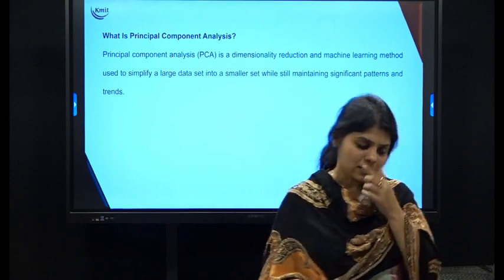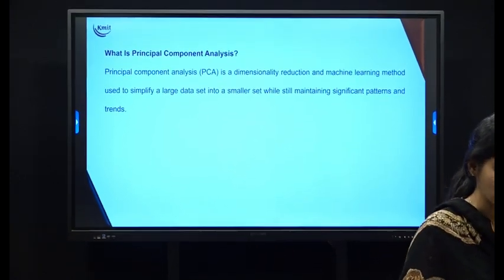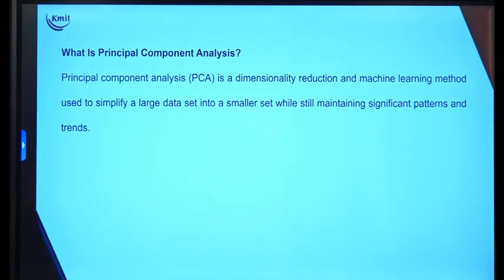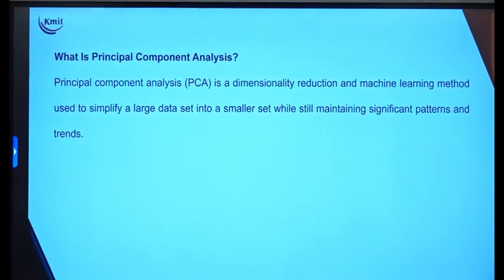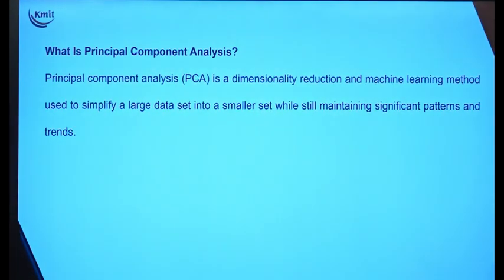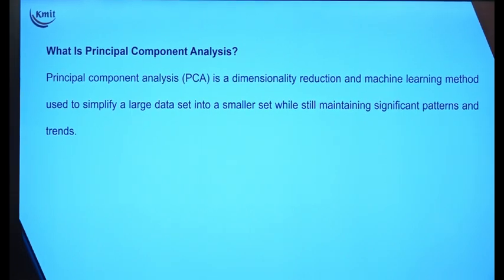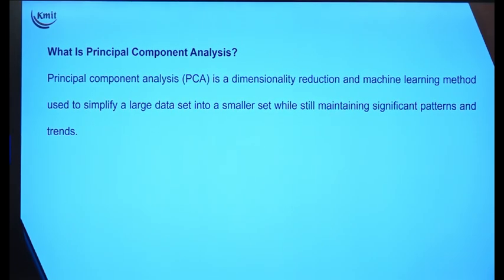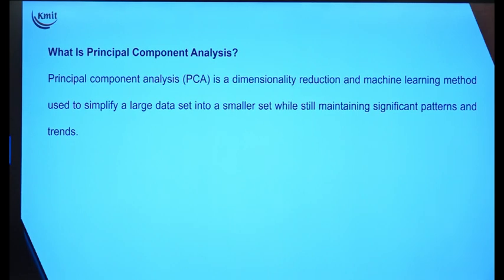So let's clearly understand what is principal component analysis. As you can see, principal component analysis is basically a dimensionality reduction technique or a machine learning method which will actually simplify the larger data set into a smaller set while maintaining the significant patterns or trends. That is, without losing the information in the data set, we will try to reduce the data set such that it does not affect the performance.